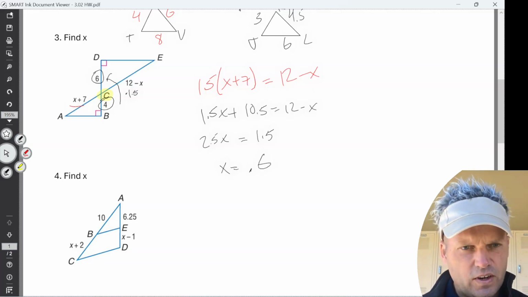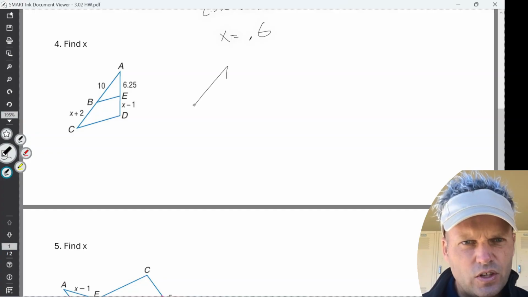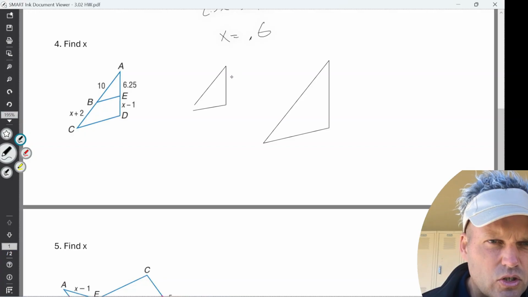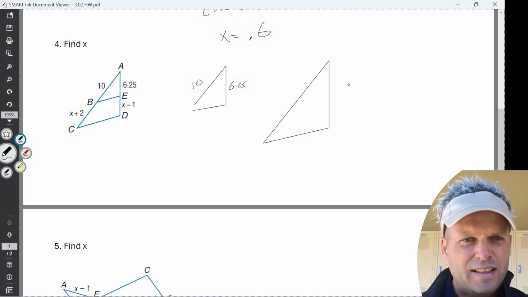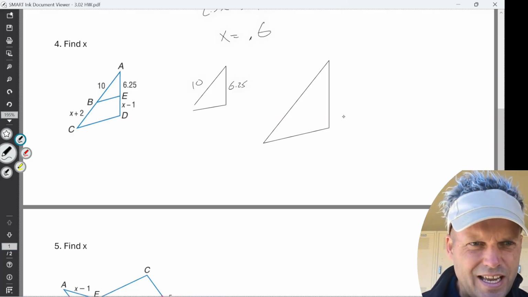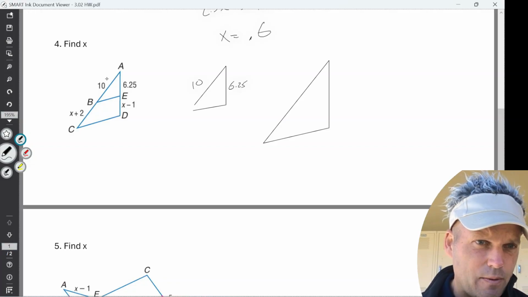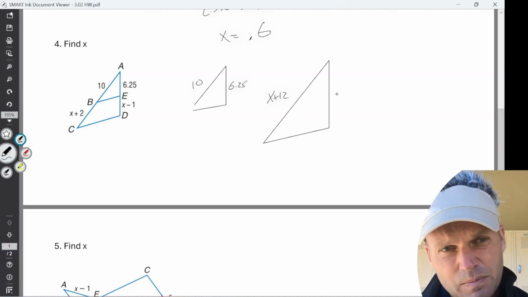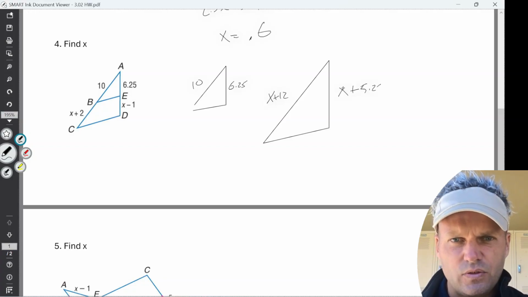All right, number 4 is very much a similar question to what we practiced on day 1. We have this smaller triangle ABE inside this bigger triangle AED. The smaller triangle AEB has lengths of 6.25 and 10. The bigger triangle ADC will have a length of x plus 2 plus 10, that would be AC, which would be x plus 12. And the length of AD is x minus 1 plus 6.25, which will be x plus 5.25.